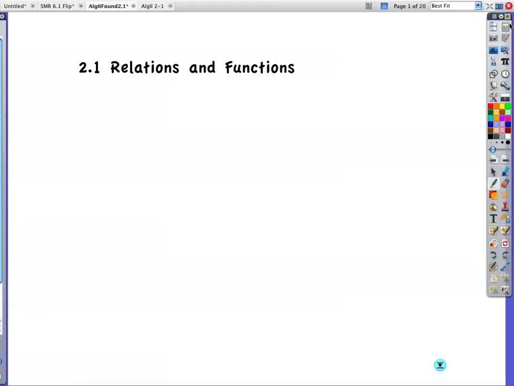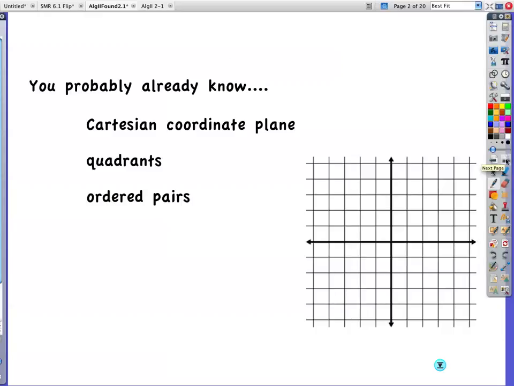Okay, 2.1 relations and functions. This comes from chapter 2, which is linear relations and functions. And there is a lot of information in this particular section, a lot of vocabulary. It all ties together, but let's take a peek here.